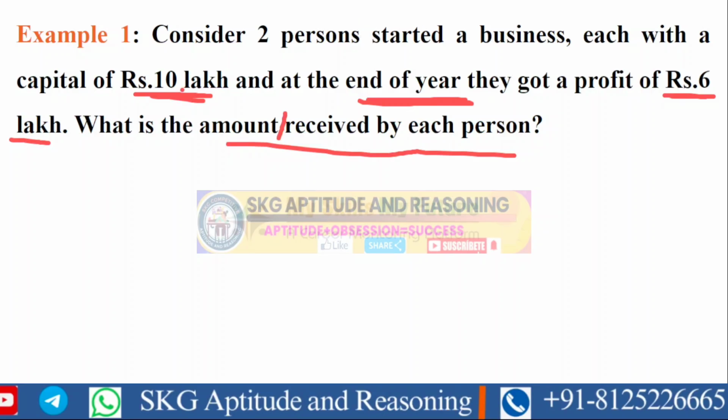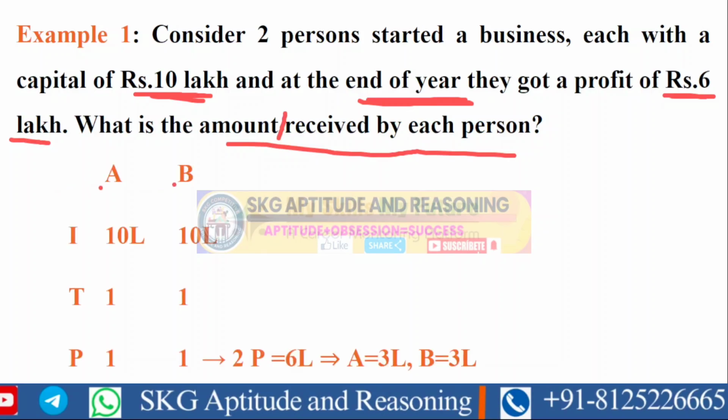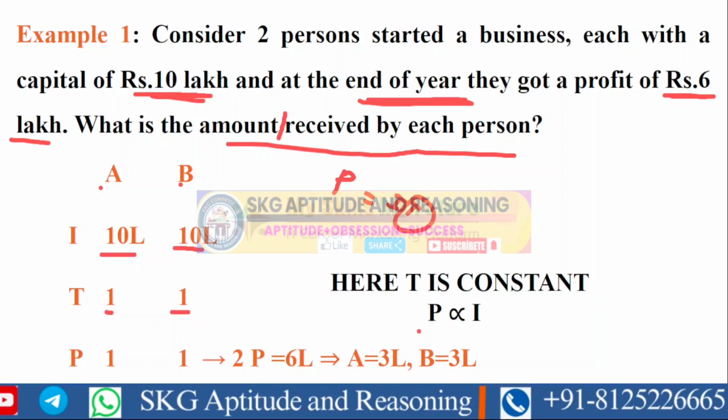Suppose there are two persons, A and B. A invested 10 lakh rupees and B invested 10 lakh rupees. A was in the business for one complete year and B was also in the business for one complete year. And what is the basic formula? We have P = I × T. So here the time period is a constant. When time is constant, profit and investment are directly proportional.